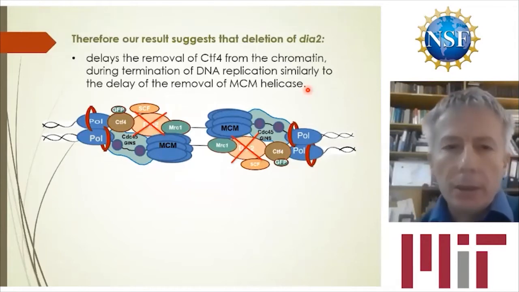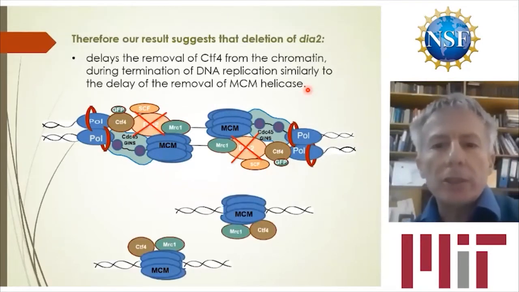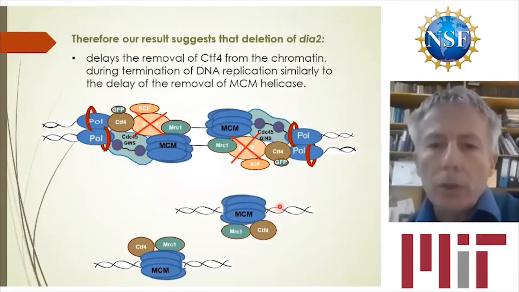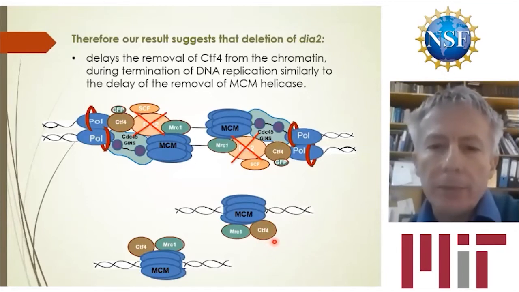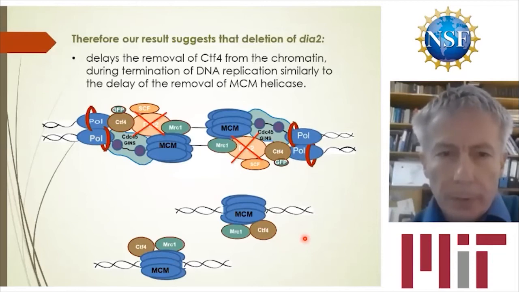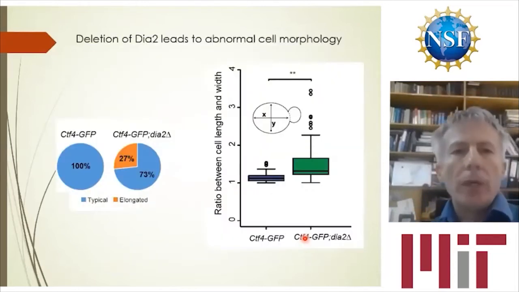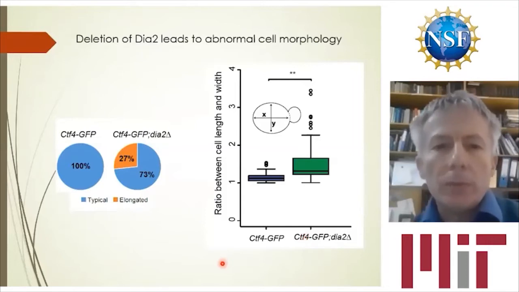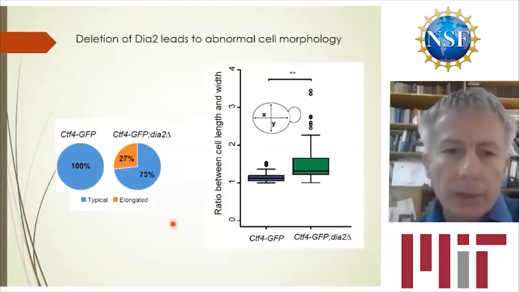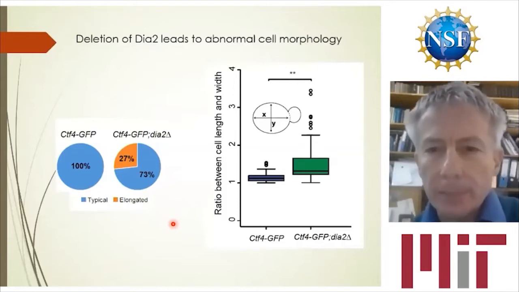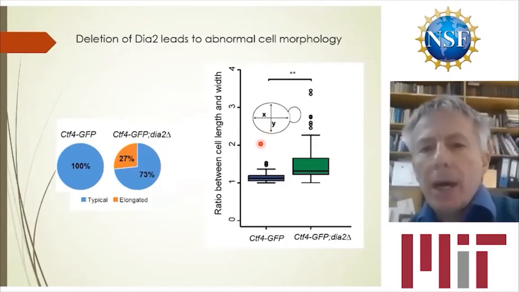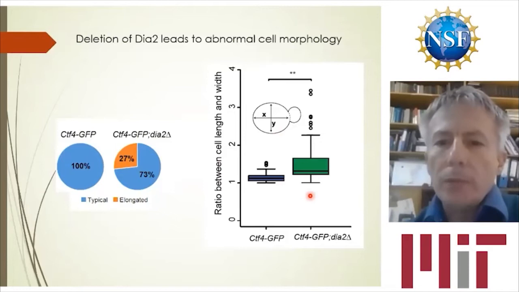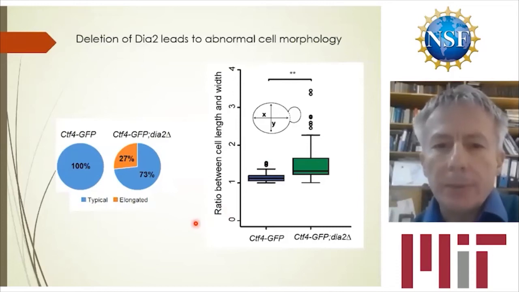And this suggests that even in G2/M phase, not only is MCM not properly removed from the chromatin, but also proteins like Ctf4 and maybe Mrc1. But when we studied Dia2 deletion cells, what we saw was that 27% of the cells are elongated, and the ratio between the X and Y axis is 1.4, which is significantly longer than 1.1 in wild type cells.